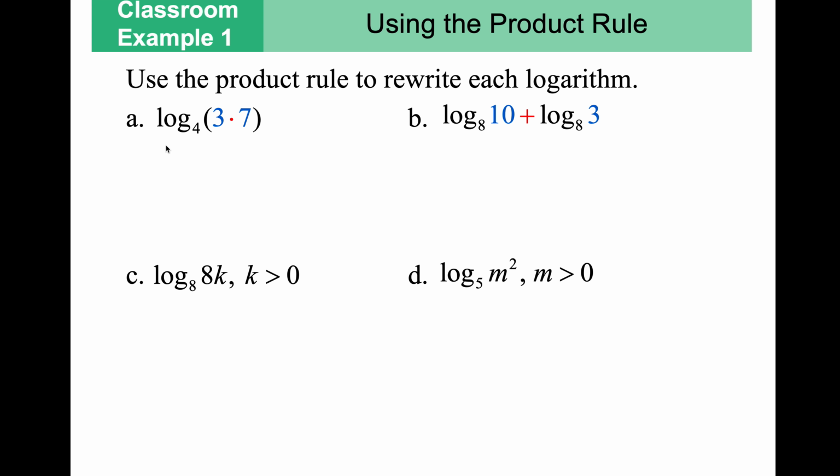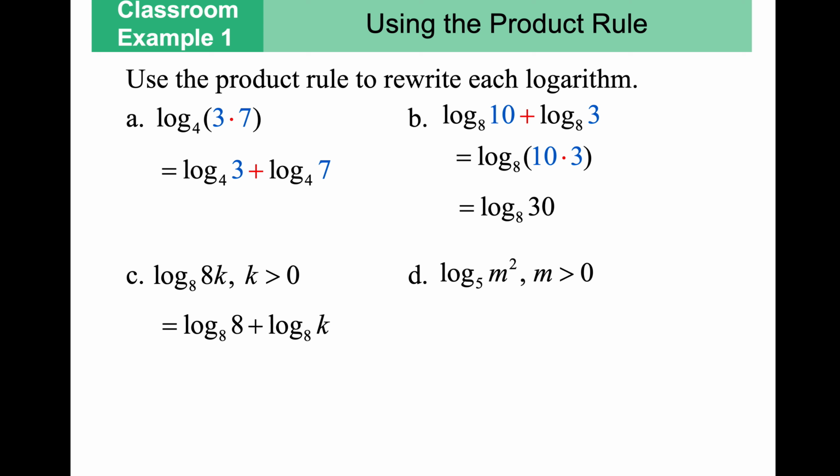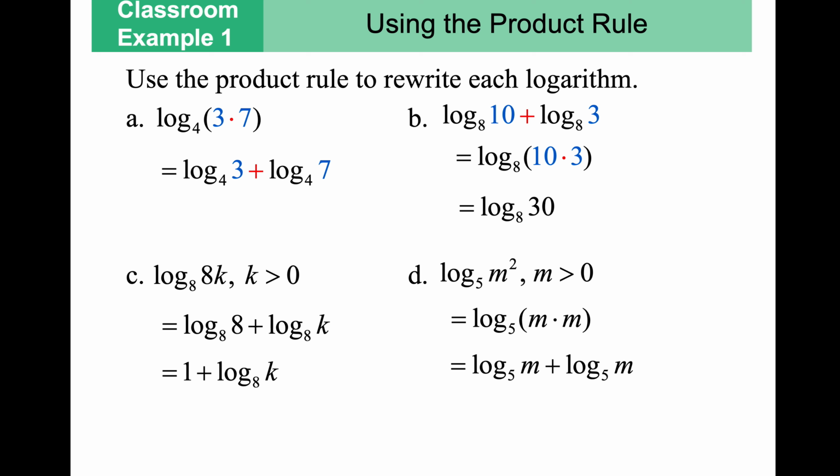So if I want to apply that to the given information, if I want to expand a, I can write it as the addition. If I want to condense b, I can rewrite that as the multiplication. In c, I have 8k, which is 8 times k. And if you notice, we can use a property here because the log base 8 of 8 is going to become 1. And the next one I have m squared. Remember that m squared is m times m. Using those expansion rules, I can write it as the sum.